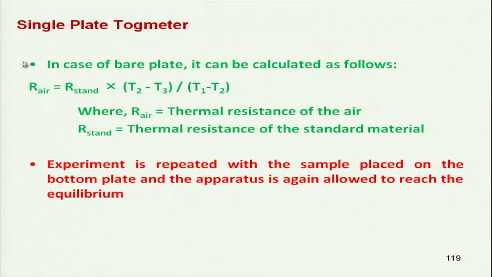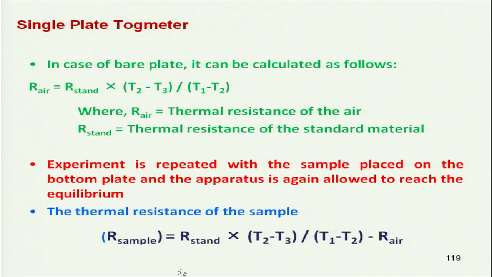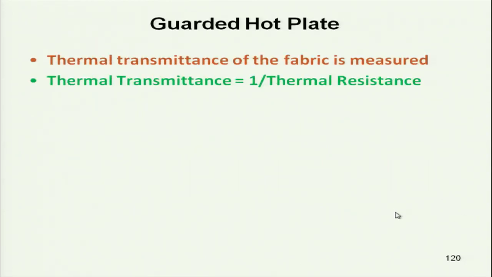First, without any fabric, bare plate testing is done to calculate the resistance of air, and then the resistance of the specimen can be calculated by using this formula, where air resistance is deducted. So, this total resistance includes air, and when we deduct air resistance we will get the resistance of the sample, but the concepts are exactly the same. Next is the guarded hot plate.